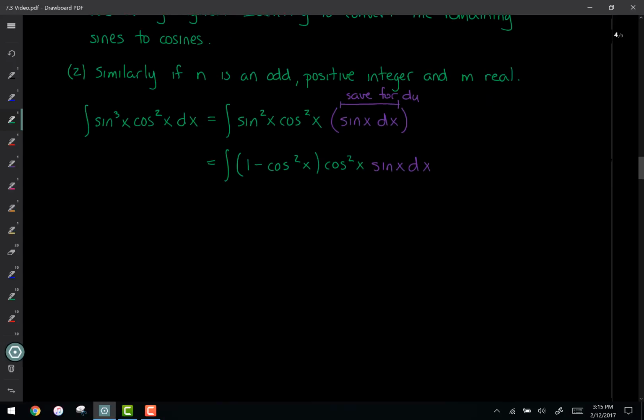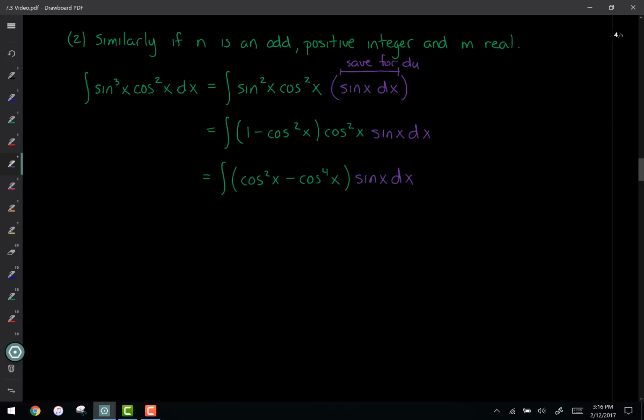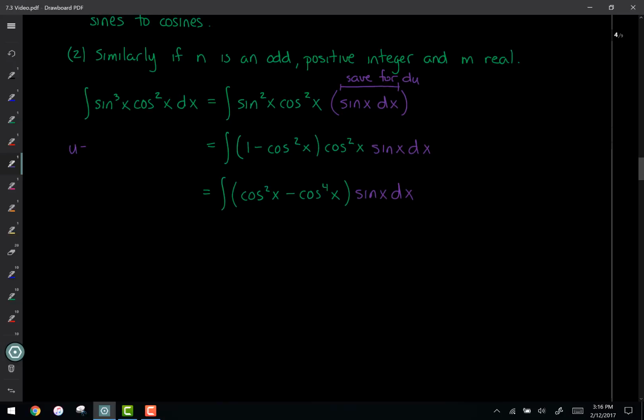Distribute this cosine squared in. So we'll have cosine squared x minus cosine to the fourth x, again, times the bit that we're saving. And now we're good to go. All right, this is just going to be a u substitution with cosine. So I'll put this over here, guys. So u is going to be cosine of x. Du is negative sine of x dx. So dx is du divided by negative sine of x.